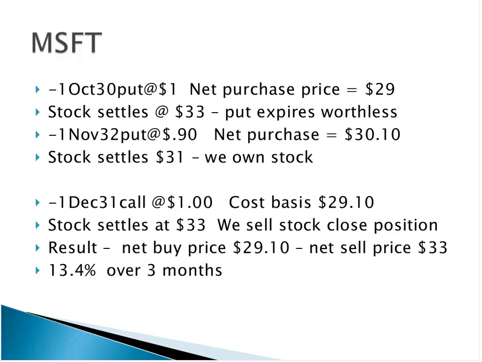So our net purchase price, if we got assigned on these puts, would be $29. It's a 30 put. We collected $1. So if we get assigned, we're paying 30, but we keep our $1. So 29 is our basis. Say we fast forward a month, and the stock settles at 33. Our put expires worthless. We keep that $1. The next month comes around, we sell November 32 puts at 90 cents. Again, we're a little bit out of the money, below the market. Our net purchase price now, as we start to compound these credits that we're receiving, is now $30.10.